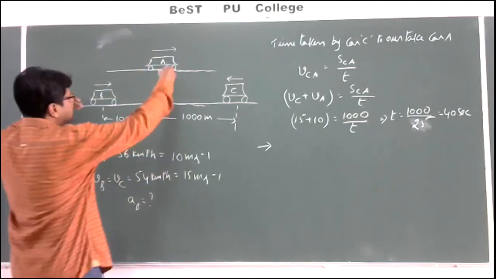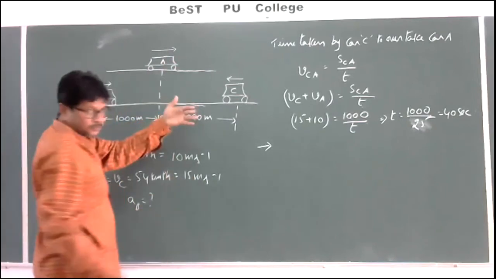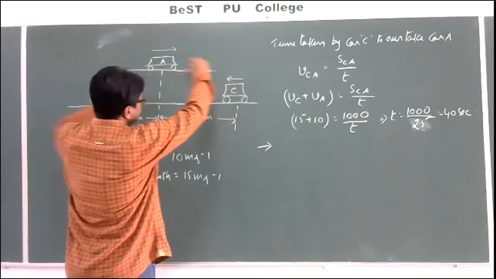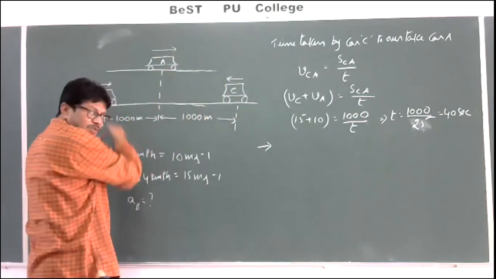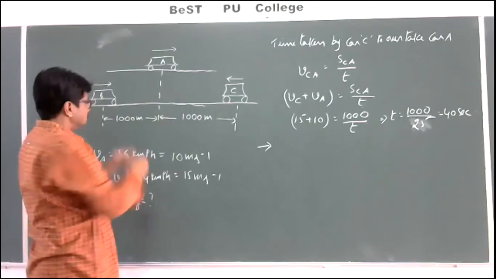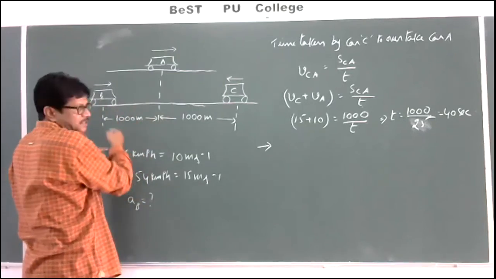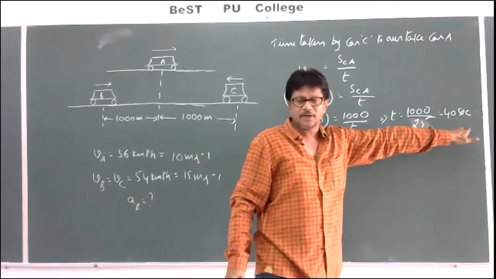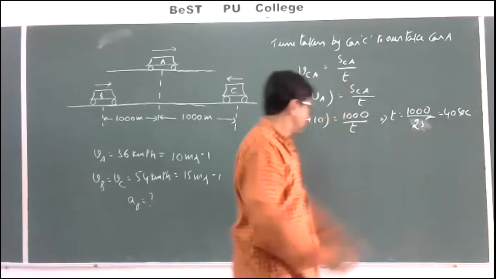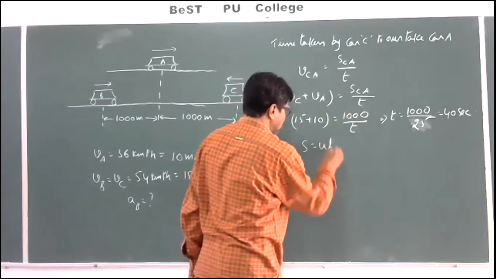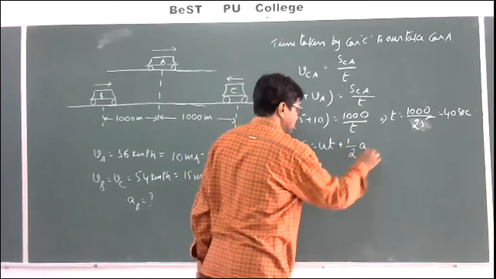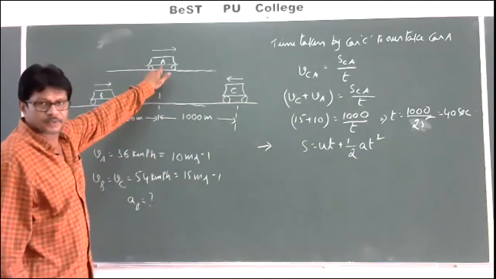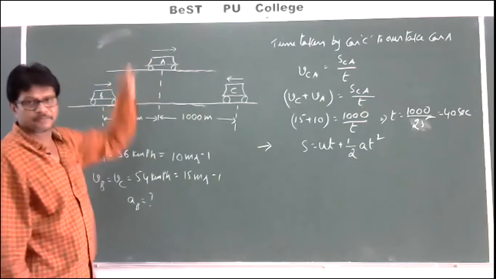Then what is the relative total distance traveled now? Here this one is moving and this one is also moving. The relative distance traveled is 1000 meters only here also. So the total relative distance in a total time of 40 seconds. Then which formula shall we approach? S is equal to ut plus half at square. Here the motion is between B and A.